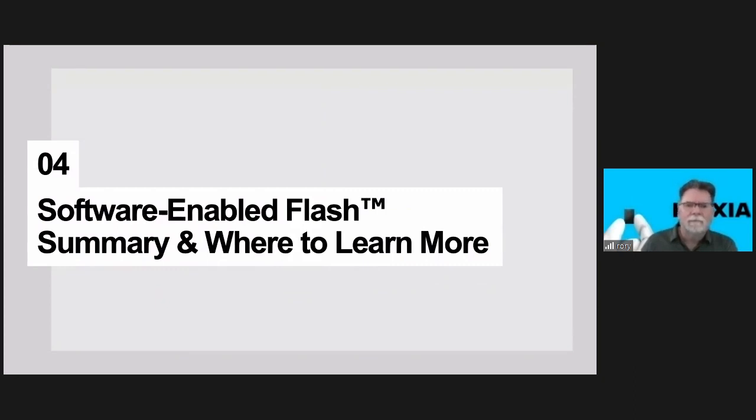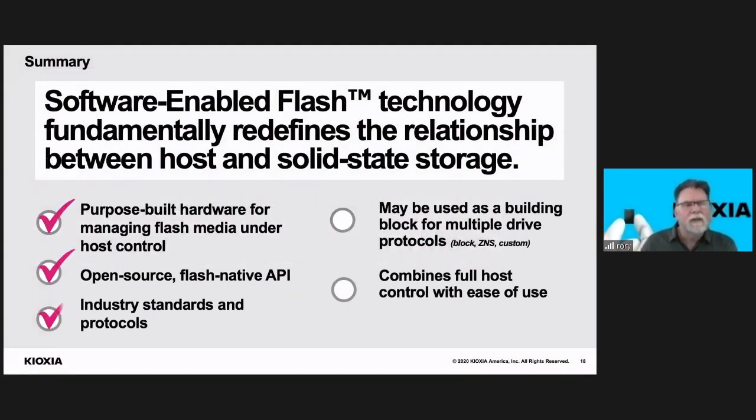And now, a summary. Software-enabled Flash fundamentally changes the relationship between Flash media and the host. It consists of purpose-built hardware that manages the low-level details of media programming and lifecycle. It has an open source Flash native API. It leverages industry standard protocols, and as illustrated, it can be used as a building block to implement other drive protocols. Finally, software-enabled Flash is a combination of ease of use and full host control.